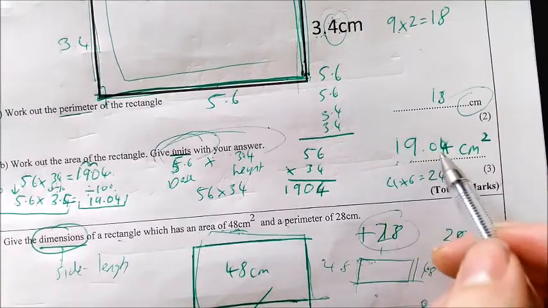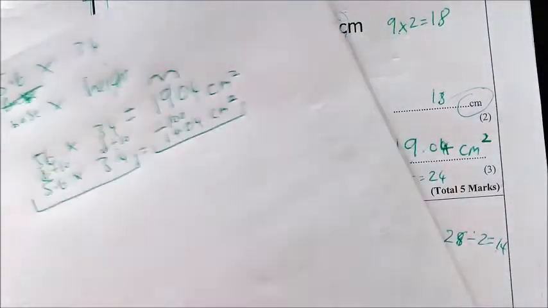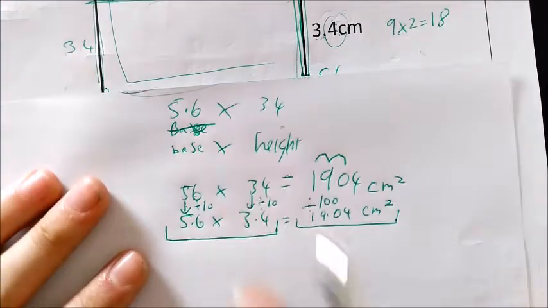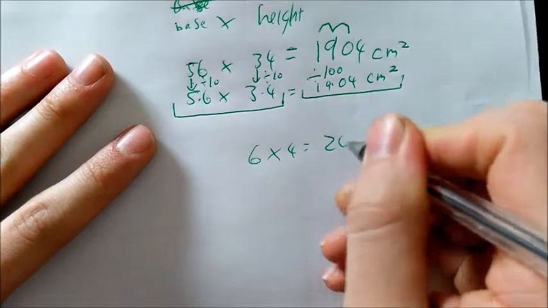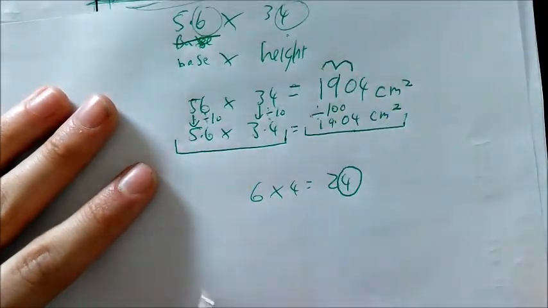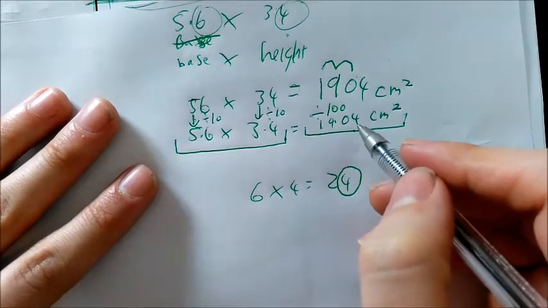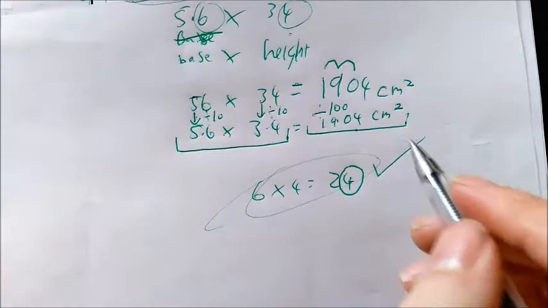So 19.04 centimeters squared. How am I going to check my answer, you ask? Well, I can do two things. One, I'm going to do 6 times 4. What's 6 times 4? That's 24. So this number ends in a 4. Does my answer end in a 4? Yes. A few people put 19.06. So if you put a 4, you could check that mistake.